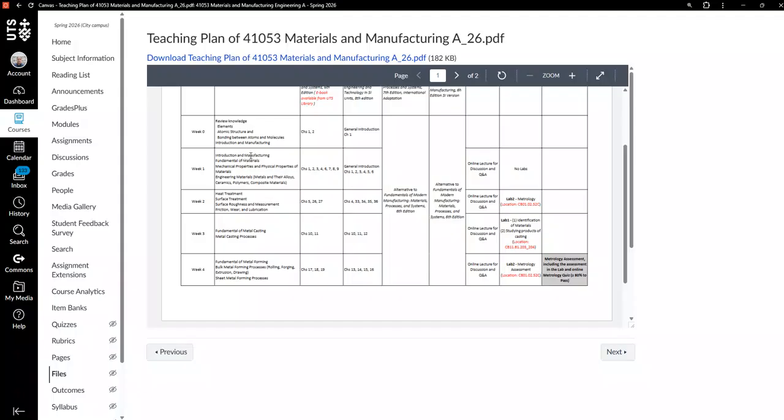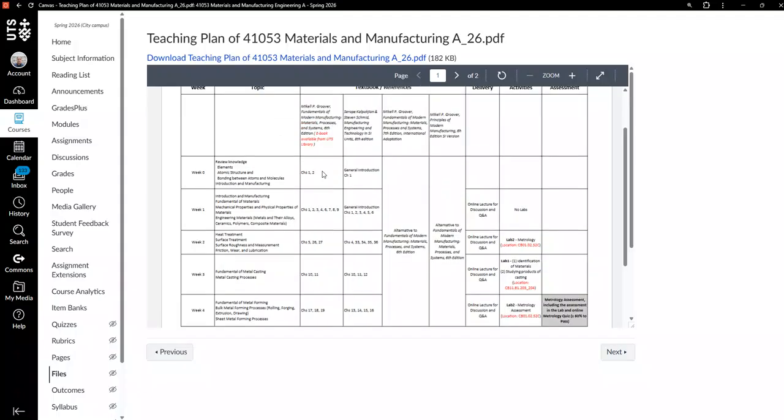We're going to have the introduction to manufacturing, the fundamentals of the materials, the mechanical properties and the physical properties of the engineering materials, and that will be covered by these chapters in the two books.